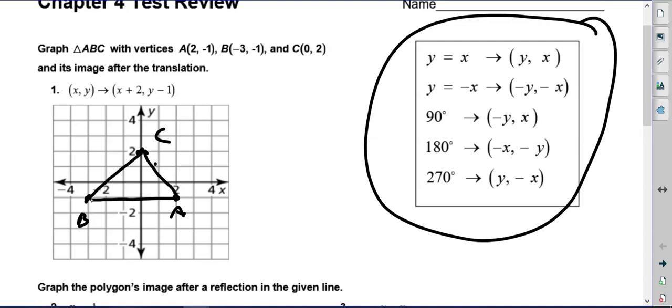Now, we're translating it, which means to move it, and here's what we're doing. Remember, x plus 2, that means to go right. Y minus 1 means down. So I'm going to simply move all these points 2 spaces to the right and down 1. So A is going to go 1, 2, like so. But remember, you can also add 2 and subtract 1.